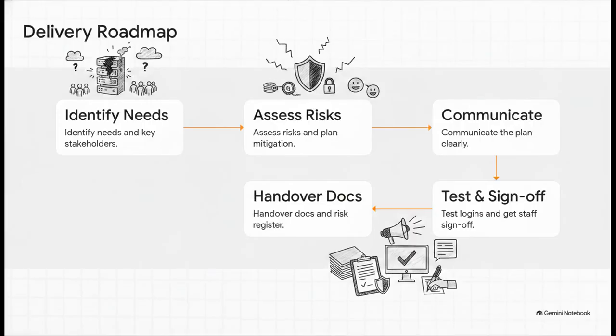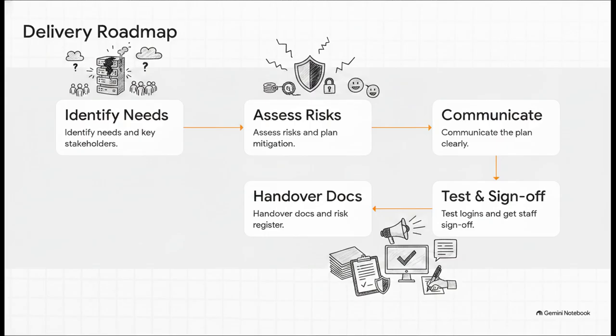Let's tie this whole shebang together with a practical roadmap, using a Charity Cloud email migration as our example. Step 1. Identify the need. Say their on-premise server is failing, and list all the stakeholders. Step 2. Assess risks, like potential data loss, and mitigate by backing everything up first. Step 3. Communicate the migration plan super clearly to the staff. Step 4. Test the new logins and get that official sign-off. And Step 5, hand over the documentation and the risk register.